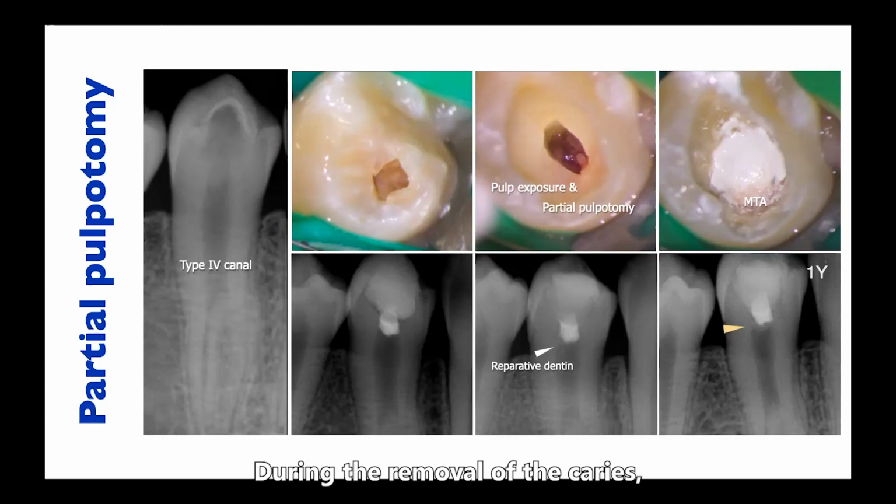During the removal of the caries, the pulp was exposed. I removed the surface of the pulp and placed the bioceramic material onto it. You can see the well-placed material in the post-op X-ray image. After 3 months, reparative dentin formation was found underneath the material, and the thickness of the reparative dentin increased a lot after 1 year. It indicates that the pulp is well protected and the pulp maintains vitality.